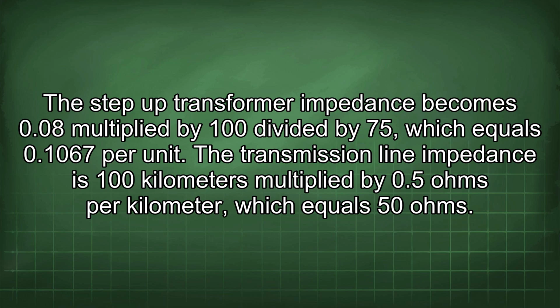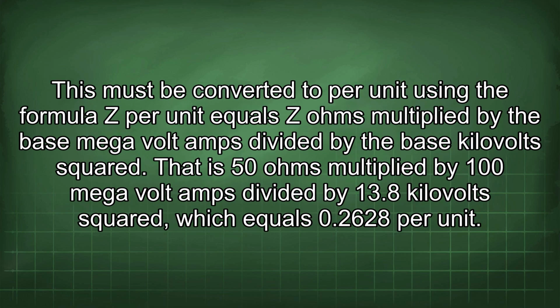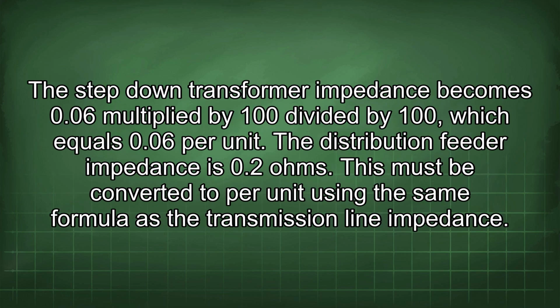The transmission line impedance is 100 kilometers multiplied by 0.5 ohms per kilometer, which equals 50 ohms. This must be converted to per unit using the formula Z per unit equals Z ohms multiplied by the base megavolt amps divided by the base kilovolts squared. That is 50 ohms multiplied by 100 megavolt amps divided by 13.8 kilovolts squared, which equals 0.2628 per unit. The step-down transformer impedance becomes 0.06 multiplied by 100 divided by 100, which equals 0.06 per unit.